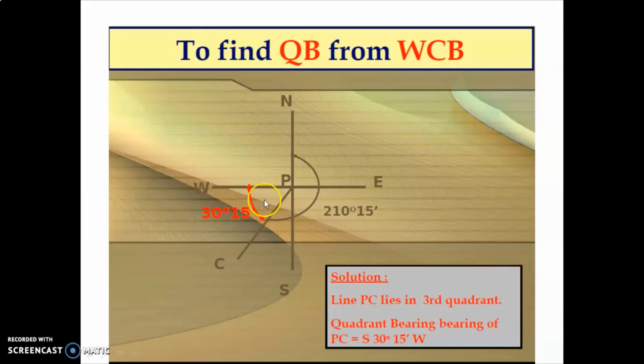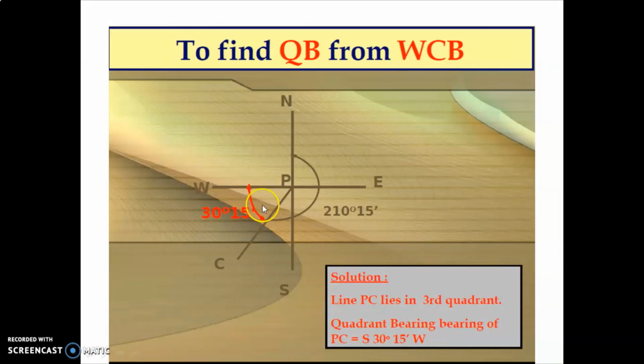This angle will become here. I have made a mistake here. It will become here. From 210 degree 15 minute, you deduct 180, from here to here. So your angle will be 30 degree 15 minute from here to here only. And it is approaching towards the south pole. So your answer will be south 30 degree 15 minute west.